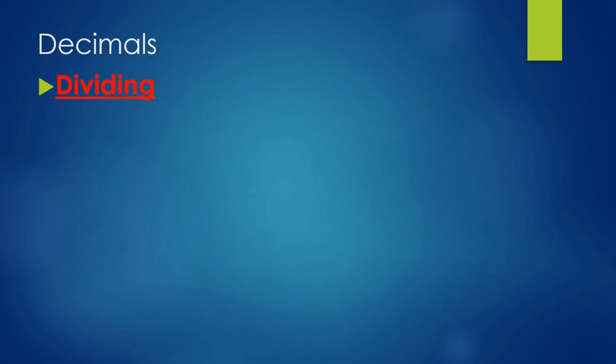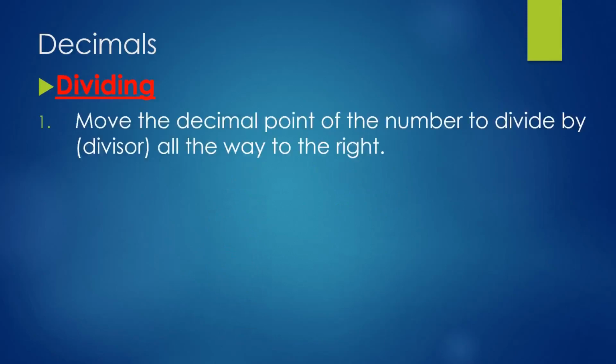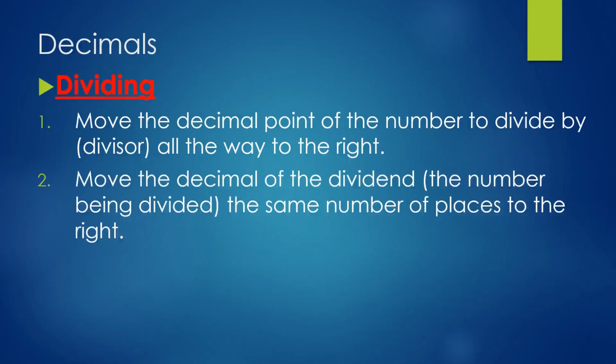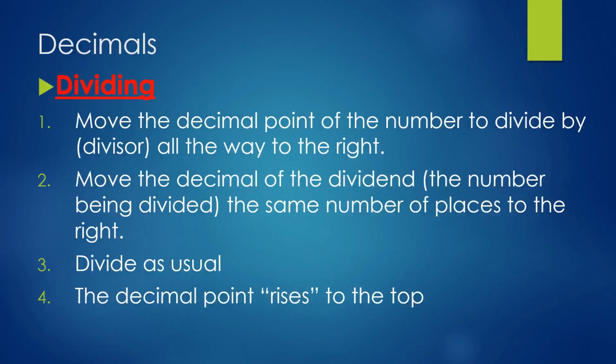Now we'll look at dividing decimals. First, you're going to move the decimal point of the number to divide by, or the divisor, all the way to the right. Then you move the decimal of the dividend, the number being divided, the same number of places to the right as you did with the divisor. Then you divide as usual, and the decimal point rises to the top at the end of the problem.